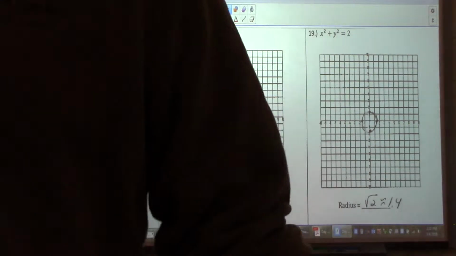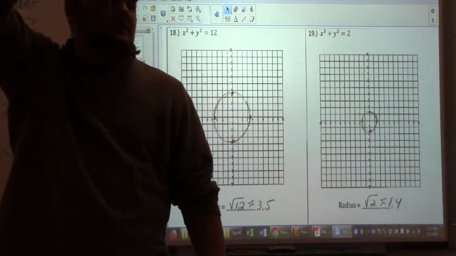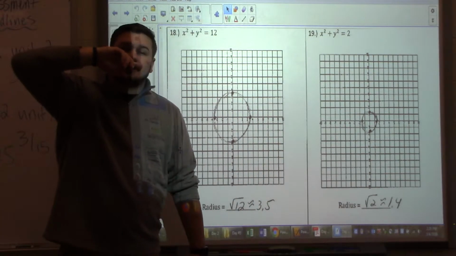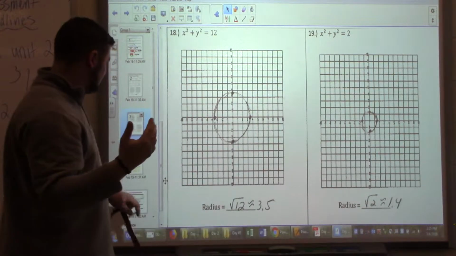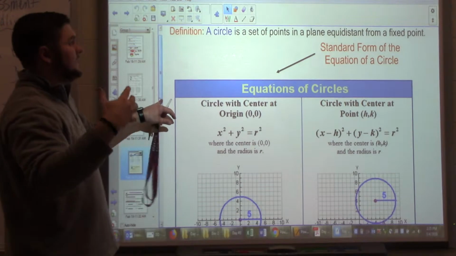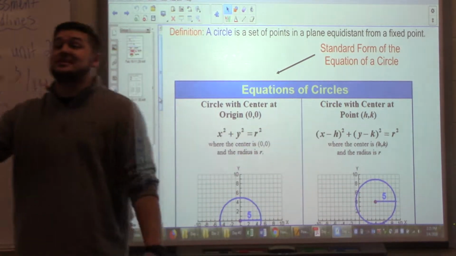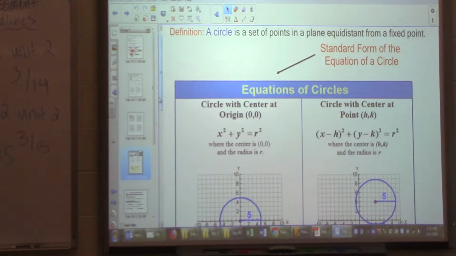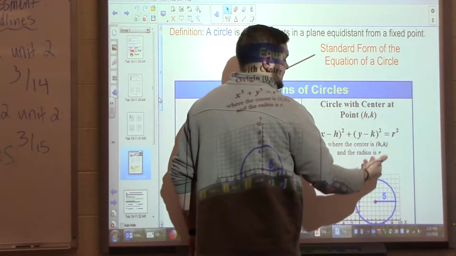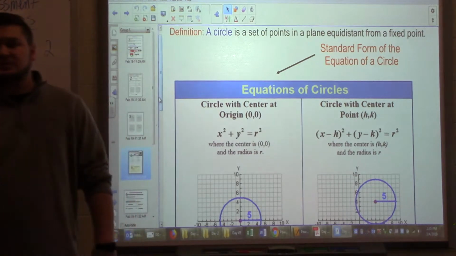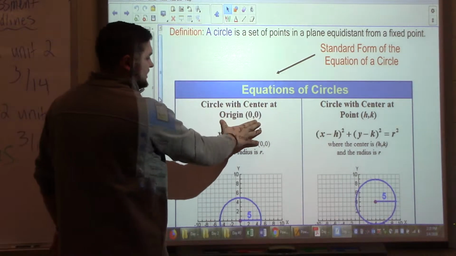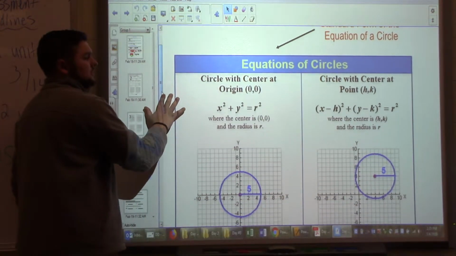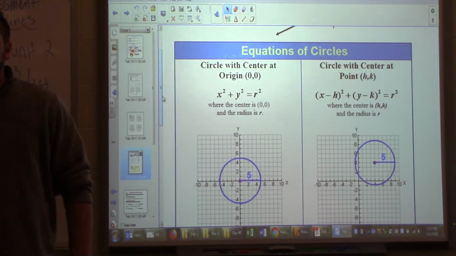Alright, so Friday we talked about standard form of a circle centered at 0, 0. Today we're talking about standard form of a circle centered at h, k, or centered at anywhere besides 0, 0. 0, 0 will actually work the same way, because if you plug 0 in for h and k, you're still going to get x squared plus y squared equals r squared. We talked about that on Friday.